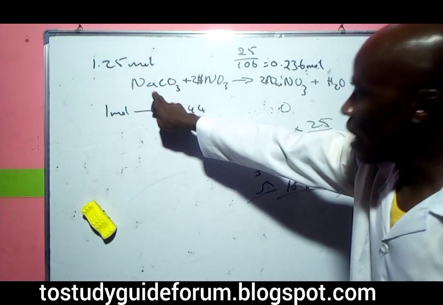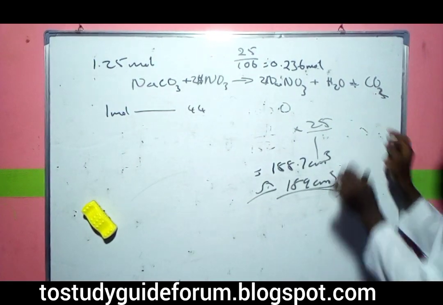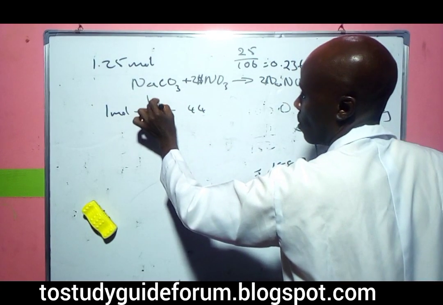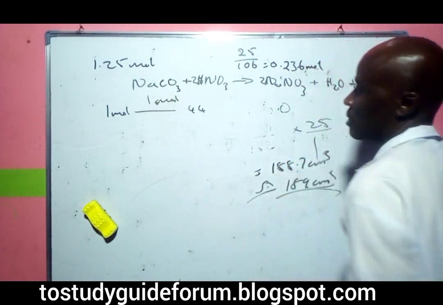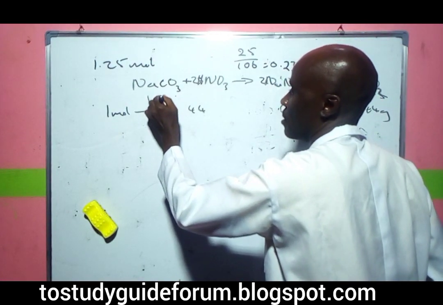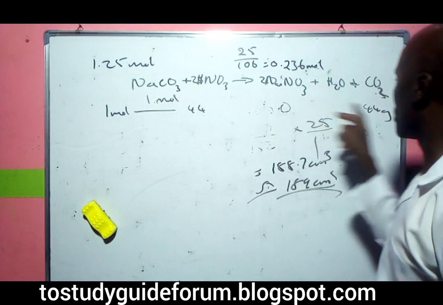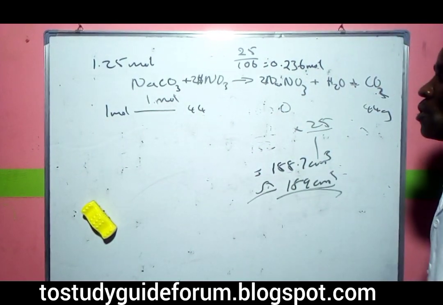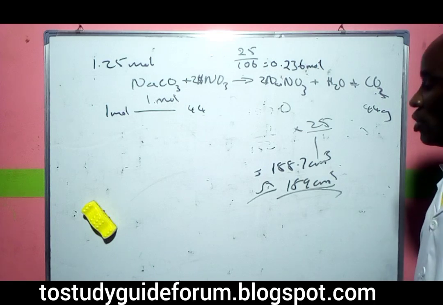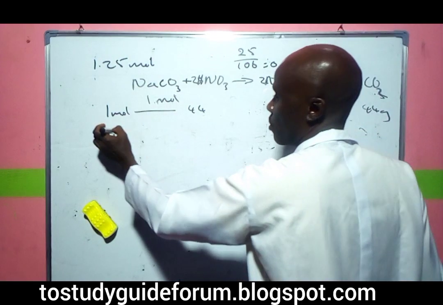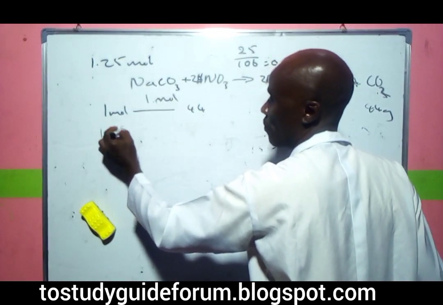So here we have carbon dioxide, 1 mole will give us this. This is 44 in grams. This one is 1 mole. 1 mole of this will give us 44. Now, what we have in 1 cm cube of that saturated solution is 1.25 mole.